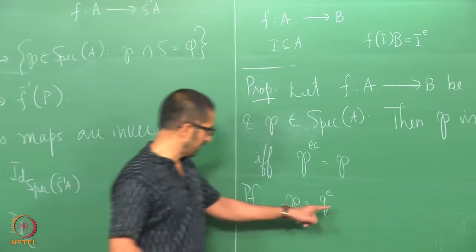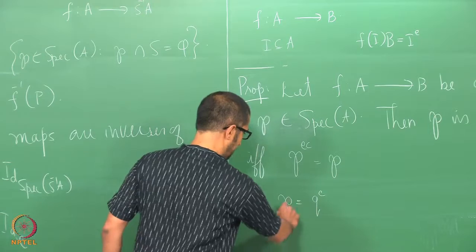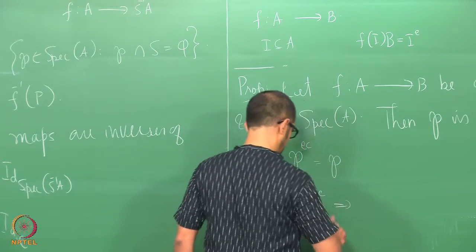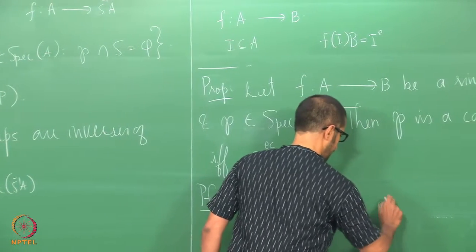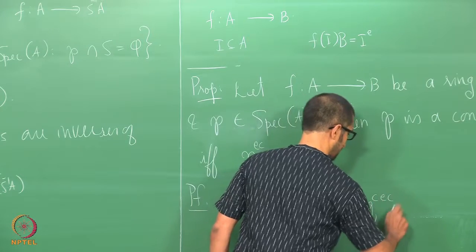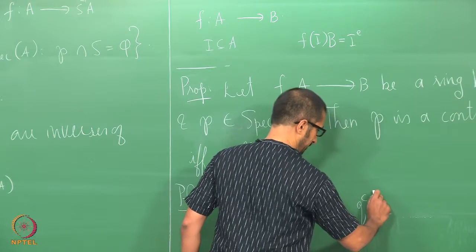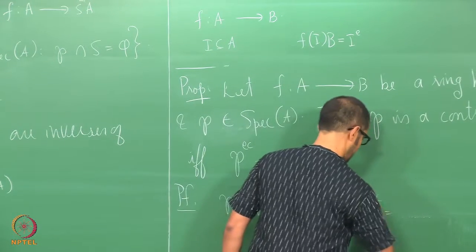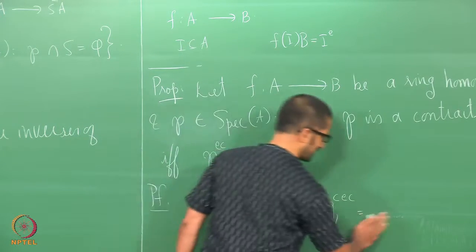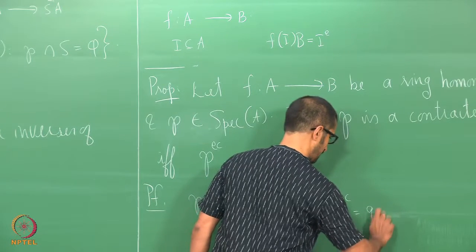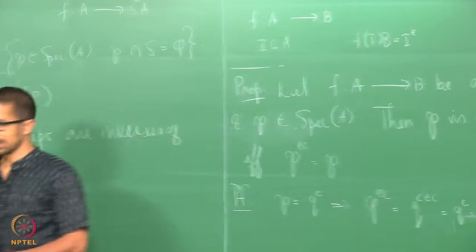Okay. Now, F inverse of Q is, oh, we do not need to see that. See, this would imply that P extended contracted is Q contracted extended contracted, but this is the same as Q C E C E C. Any ideal contracted, extended and then contracted is contracted. So this is Q contracted, this is P. So, this is kind of straightforward.